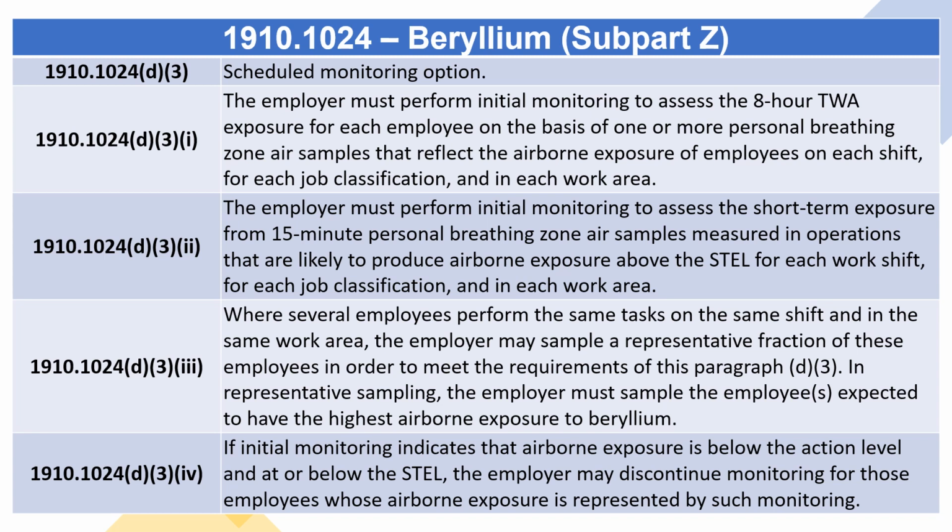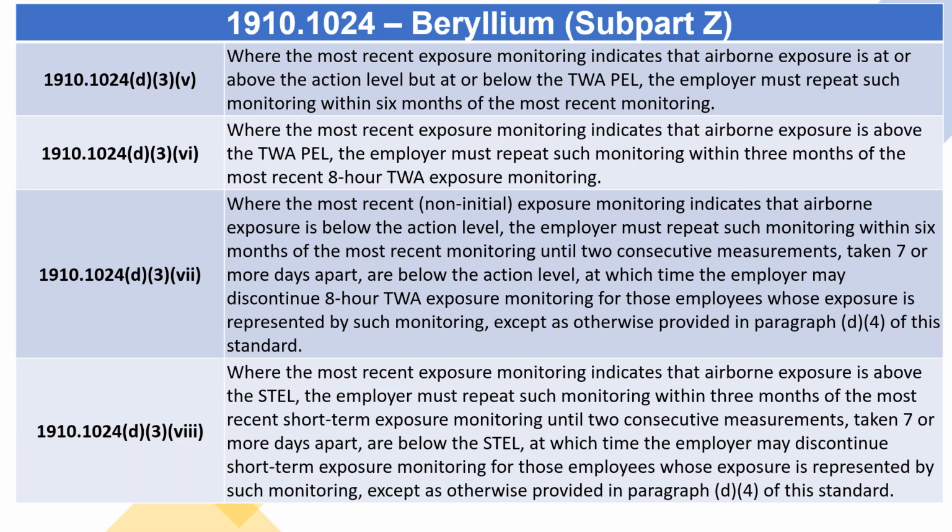If initial monitoring indicates that airborne exposure is below the action level and at or below the STEL, the employer may discontinue monitoring for those employees whose airborne exposure is represented by such monitoring. Where the most recent exposure monitoring indicates that airborne exposure is at or above the action level but at or below the TWA PEL, the employer must repeat such monitoring within 6 months of the most recent monitoring. Where the most recent exposure monitoring indicates that airborne exposure is above the TWA PEL, the employer must repeat such monitoring within 3 months of the most recent 8-hour TWA exposure monitoring.